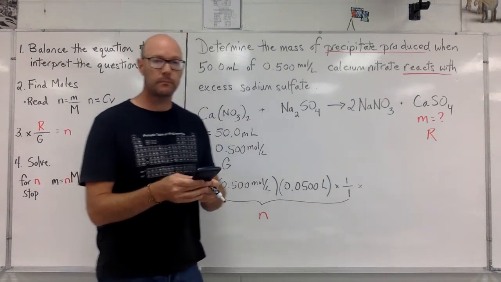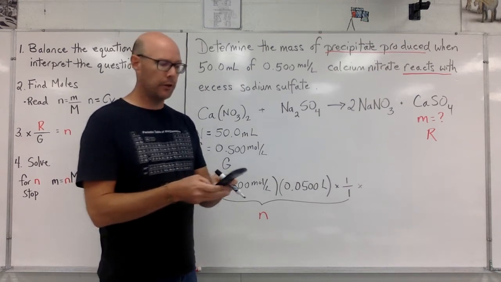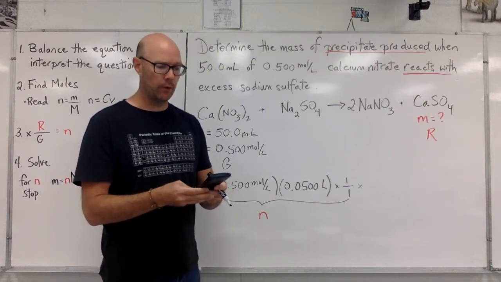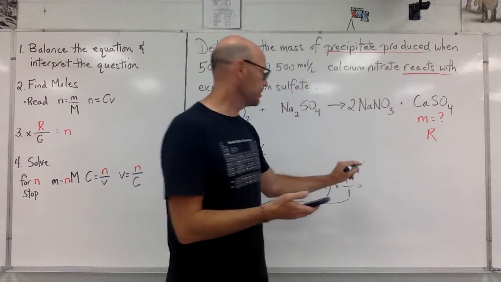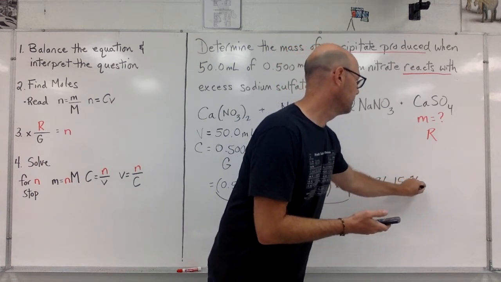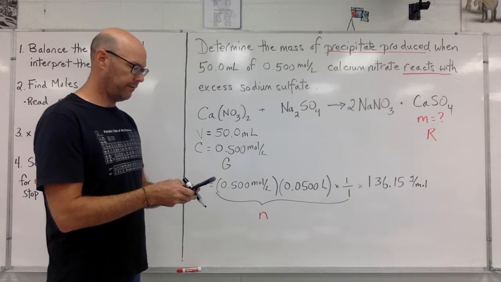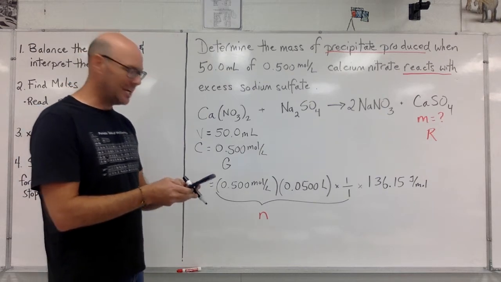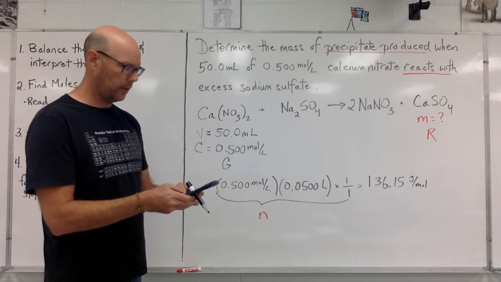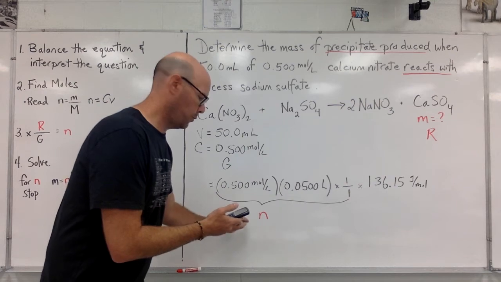Let's calculate that. Calcium, the data booklet tells me, 40.08 plus 1 sulfur, 32.07 plus 4 oxygens, 16 times 4, that's 64. The molar mass of the calcium sulfate is 136.15 grams per mole. We have our calculation set up. Let's push buttons. 0.5, need to be careful here, times 0.0500 times 1 over 1 times 136.15. We get 3.4035.